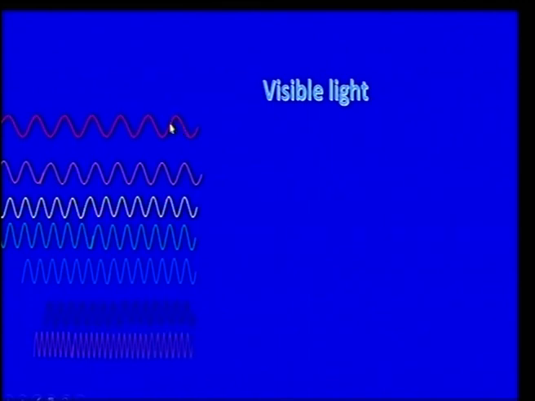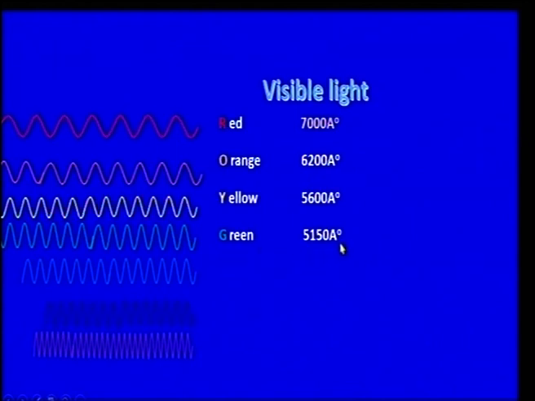You can observe the difference between this red light wave and the violet light. Here the separation between two successive crests is greater. That's why red has a higher wavelength and a lower frequency, that is equal to 7000 angstroms. Likewise orange has a lesser wavelength than red, that is 6200 angstroms. Yellow light has a wavelength of 5600 angstroms, green light 5150 angstroms, blue 4700 angstroms, indigo 4400 angstroms, and violet has the shortest wavelength in visible light, that is 4100 angstroms. So these are the wavelength ranges for the visible light.